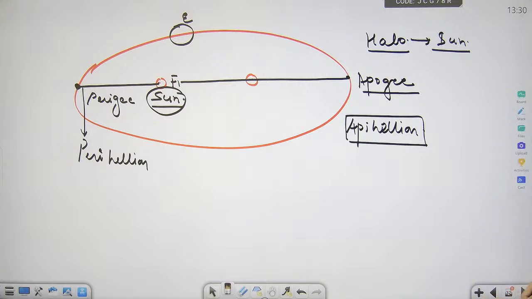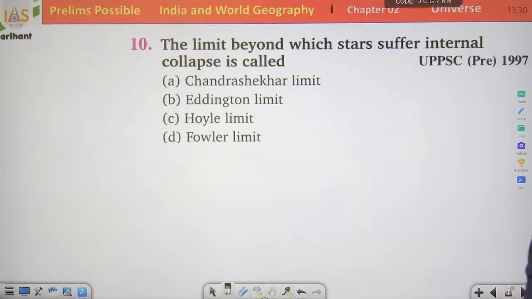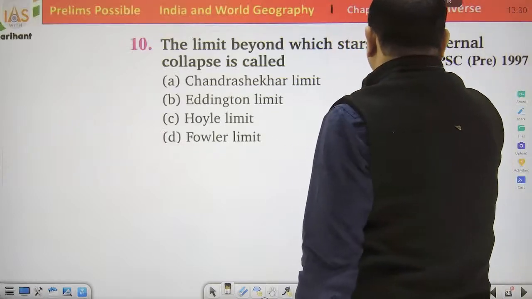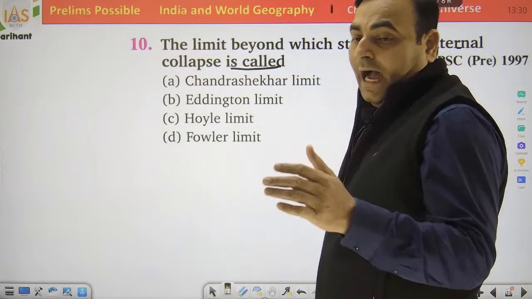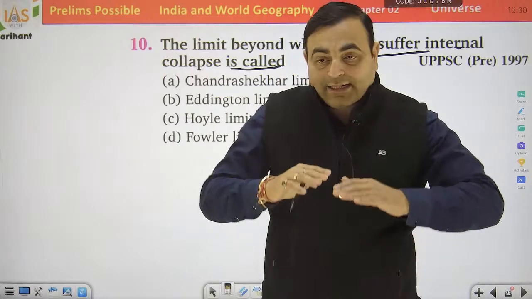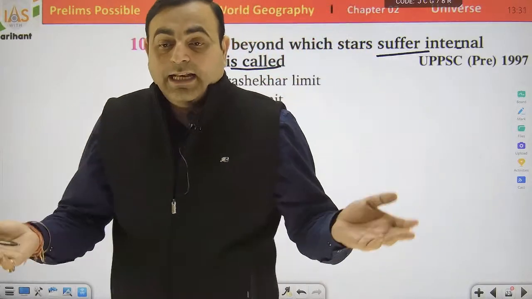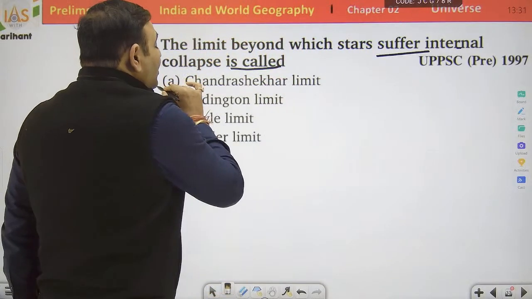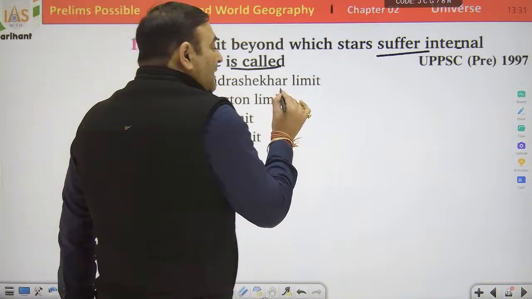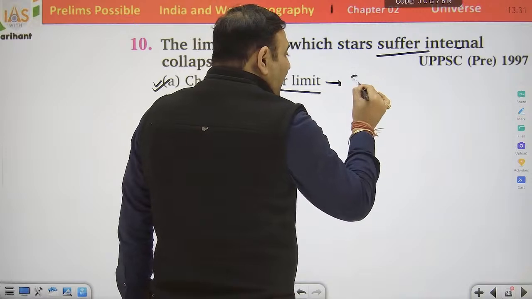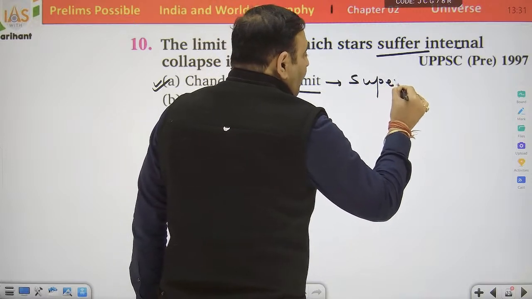Is it clear? Next question. The limit beyond which stars suffer internal collapse. What is the limit after which the star is converted into a supernova? The limit is known as the Chandrasekhar limit. After this limit, the star will be converted into a supernova.